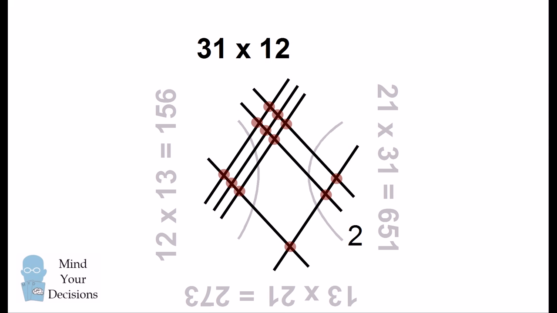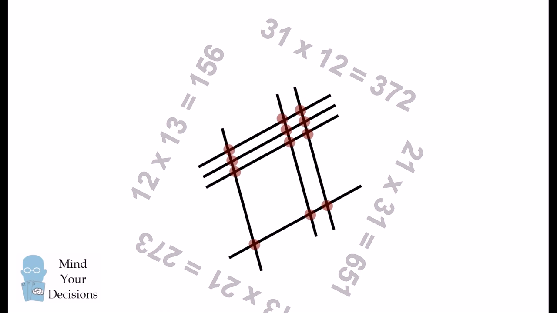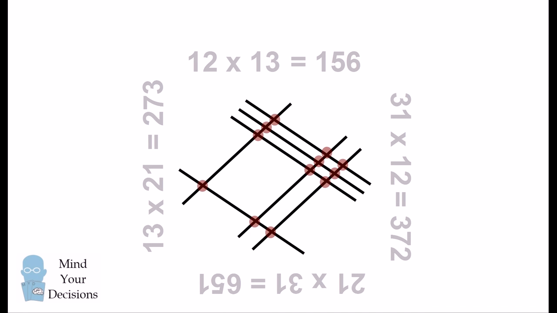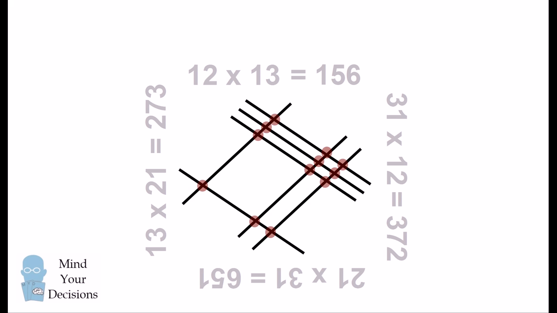We now count up the intersections. There's 2 on the right, 7 in the center, and 3 on the left. So we have 31 times 12 is 372. If we rotate one more time, we're back to our original problem of 12 by 13. Now this one diagram can solve 4 different problems depending on how you orient it.